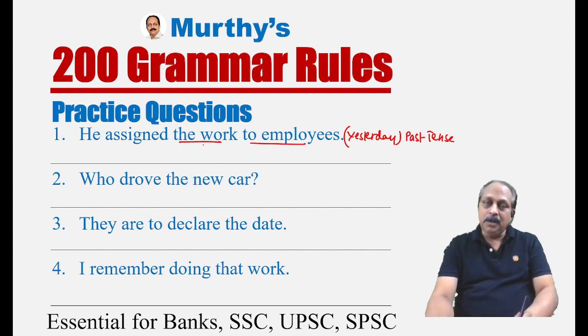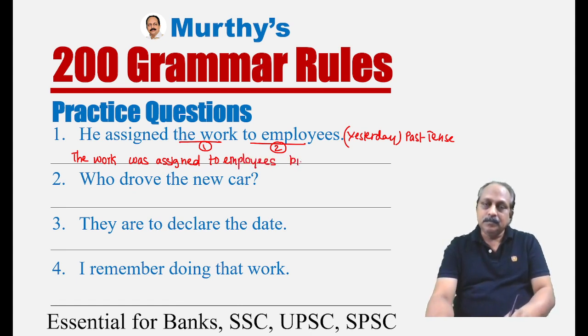How many objects do we have? Direct object, persons, indirect object. You can use either the direct object or the indirect object. That is your choice. The work was assigned to employees by him. He assigned, was assigned. The work was assigned to employees by him.